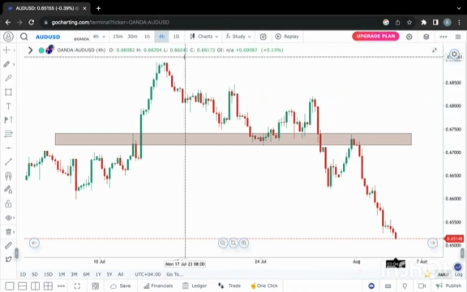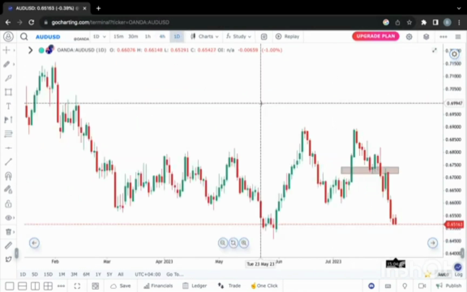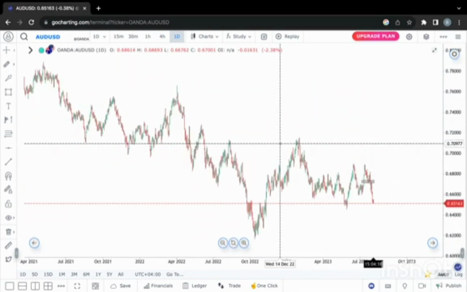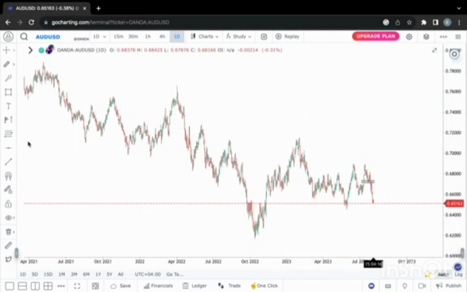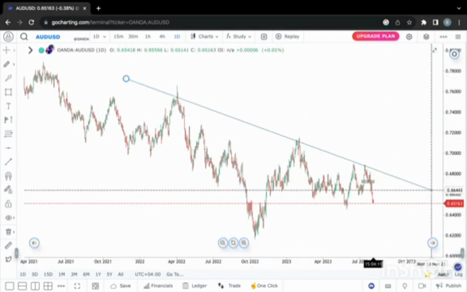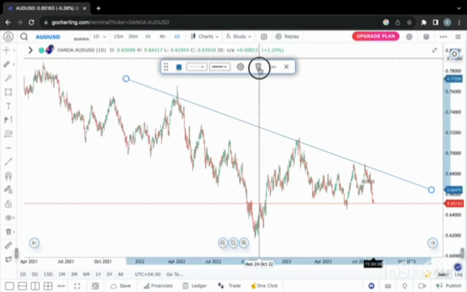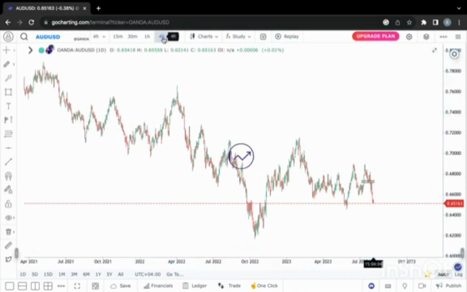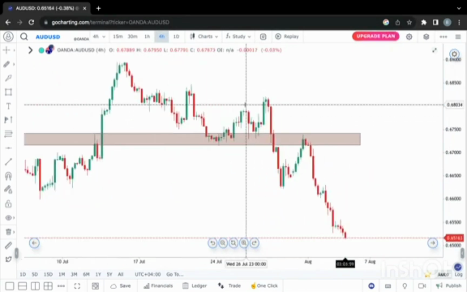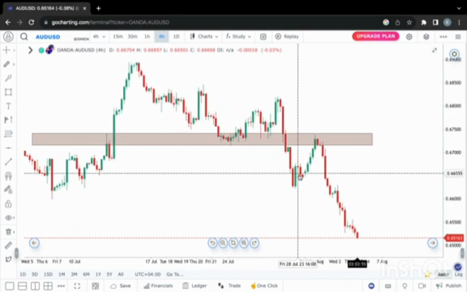This is the 4-hour time frame. When you go to the daily time frame, you can see we are in a downtrend. You see, we are in the downtrend. So let's go to the 4-hour time frame. This is the 4-hour time frame. You see the market now, it's heading down.